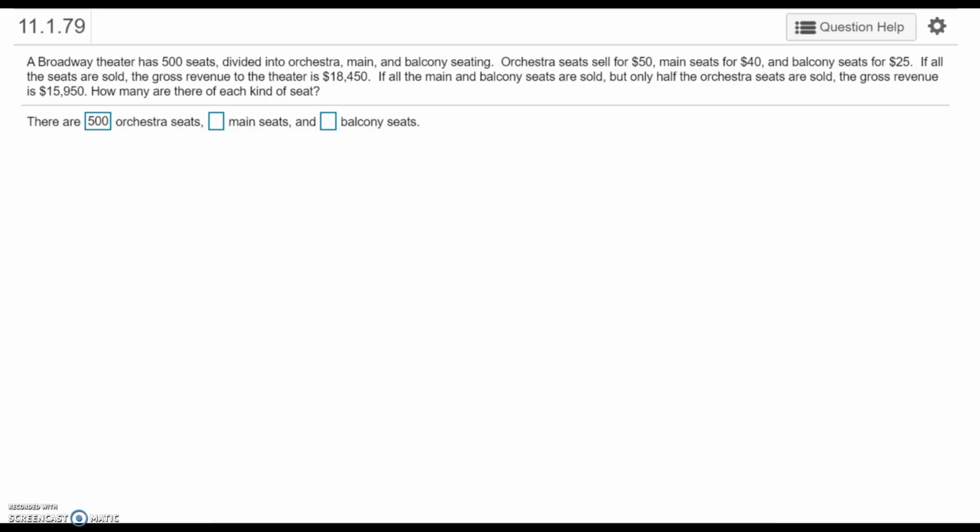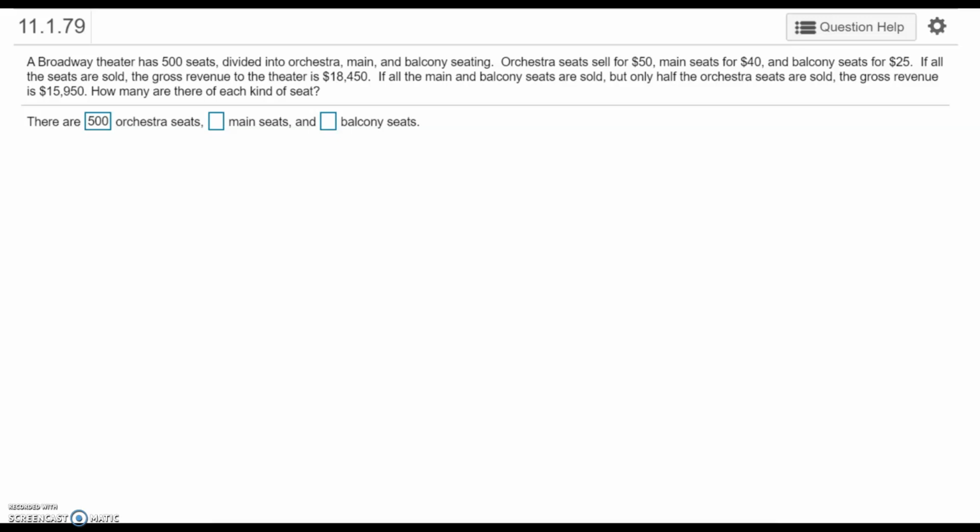This problem is a great example or application problem for systems of linear equations. We have a Broadway theater that has 500 seats, and it's divided into orchestra, main, and balcony seating. Orchestra seats sell for $50, the main seats sell for $40, the balcony seats sell for $25. If all the seats are sold, then the gross revenue of the theater is $18,450. So let's look at that information first.